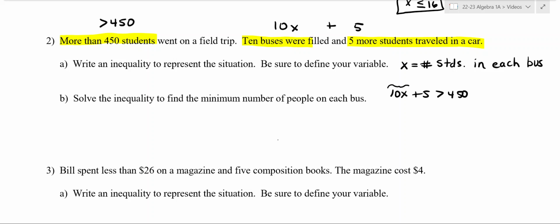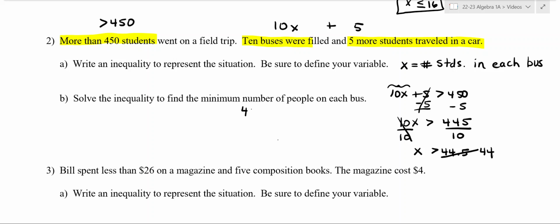All right, so this is the term that has the variable. So that means we're going to subtract 5 from both sides. So we have 10x greater than, was that 445? And dividing by 10 on both sides, it's positive, so nothing is happening. X is going to be greater than 44.5. Since we cannot have 44.5 students, x has to be greater than 44. So since x has to be greater than 44, the minimum number of people on the bus has to be 45.